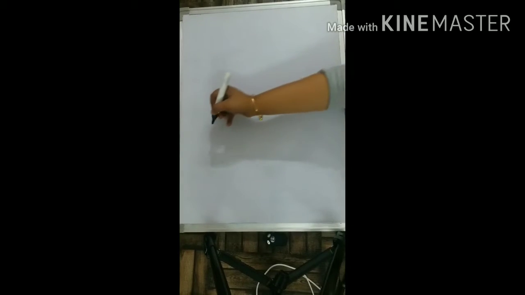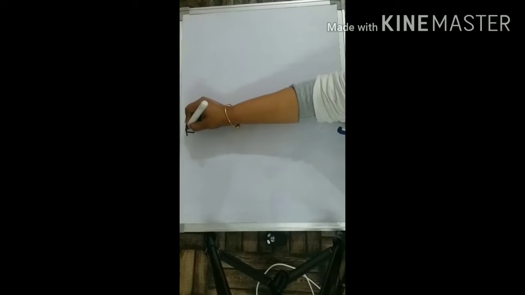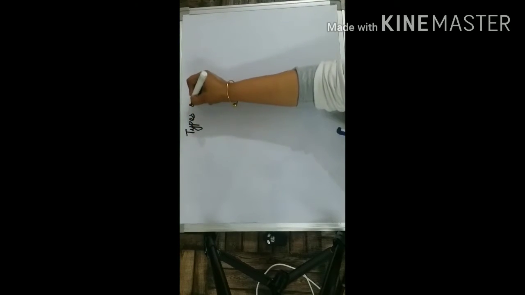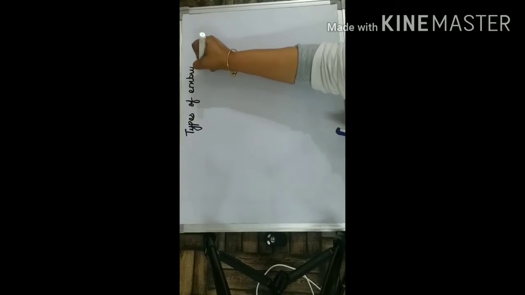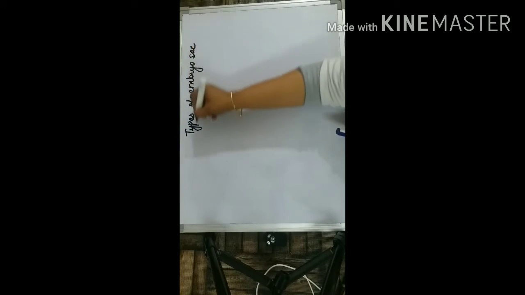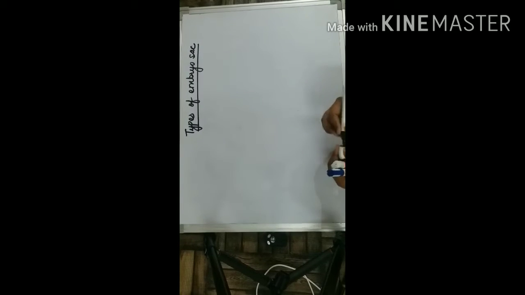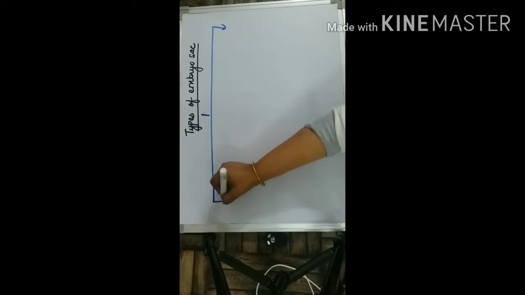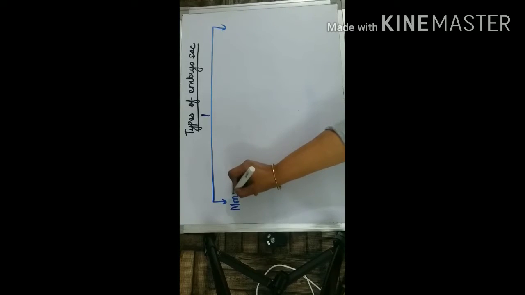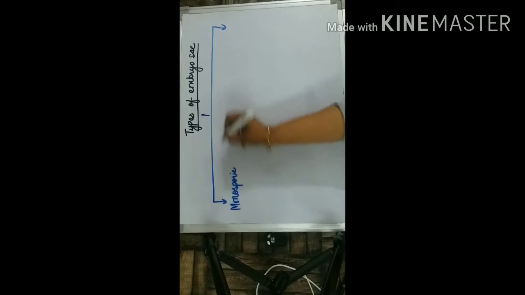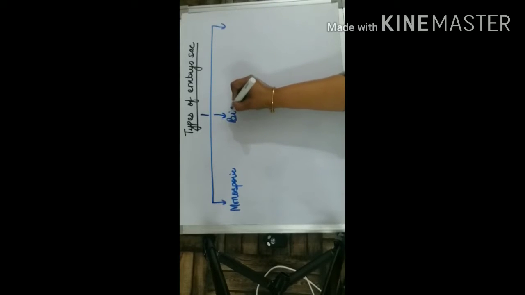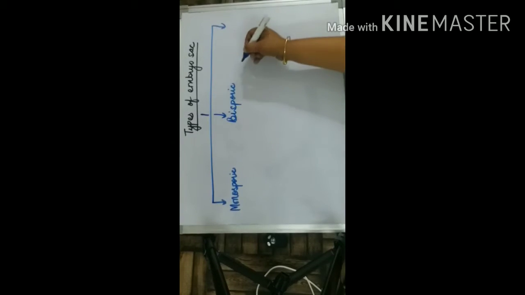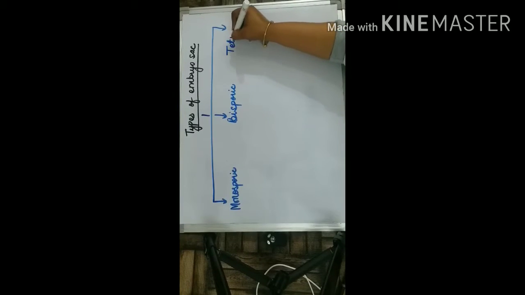As discussed earlier, today I will start with the types of embryo sac on the basis of the number of megaspores formed. These are of three types. One is called monosporic. Second one is called bisporic. And the third one is called tetrasporic.